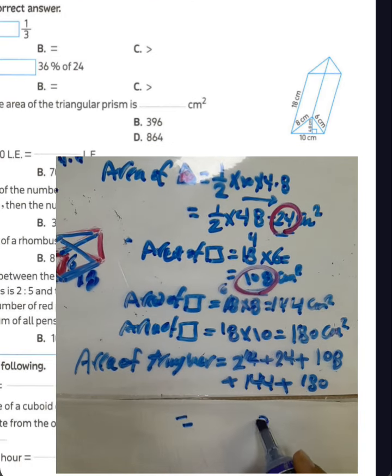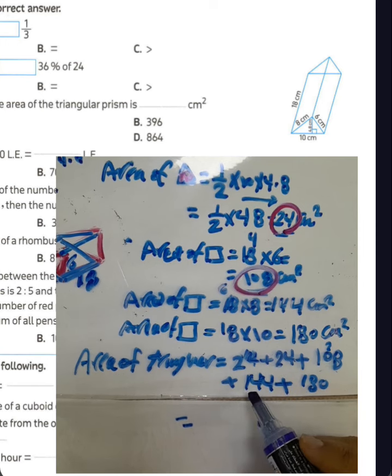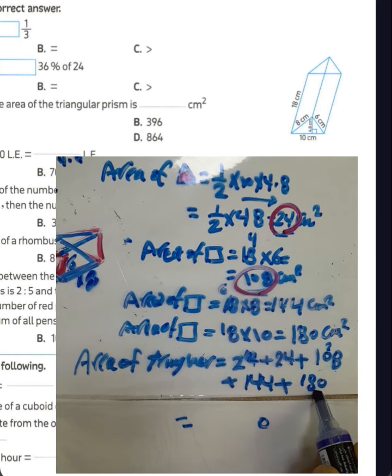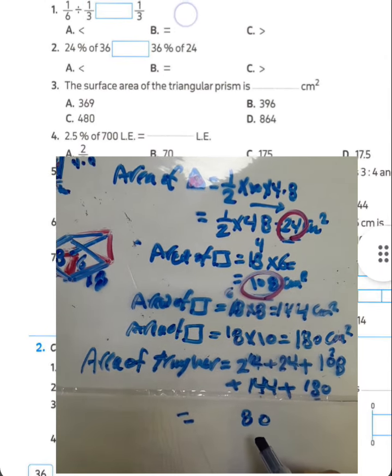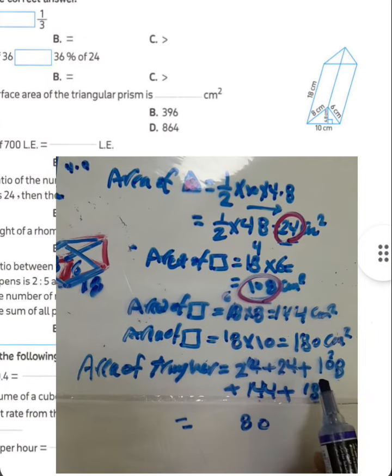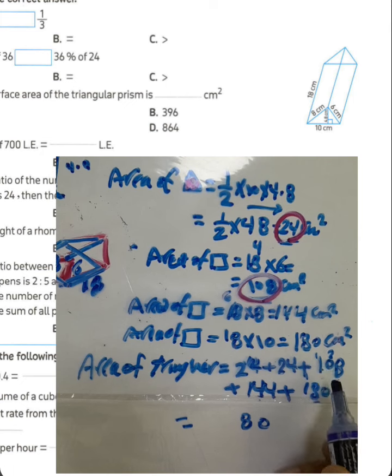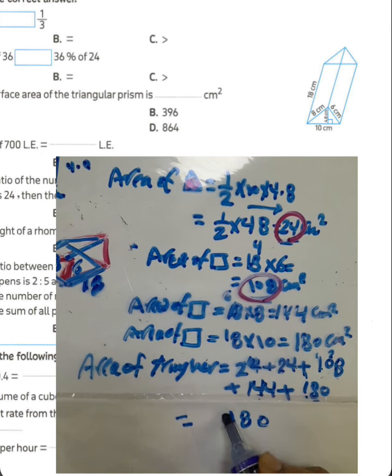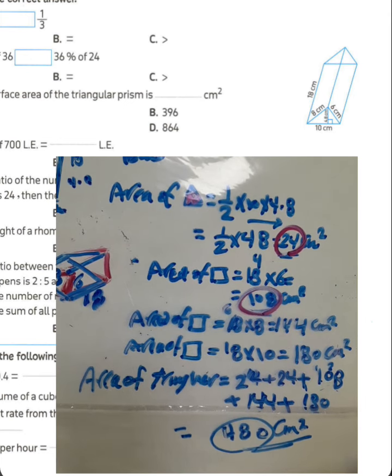0 and carry up 2. 2 plus 4, 2 plus 2 is 4, 4 plus 2 is 6, 6 plus 8 is 14, 14 plus 4 equals 18. 8 and carry up 1. 1 plus 1 is 2, 2 plus 1 is 3, 3 plus 1 equals 4. The result will be 480 square centimeter is the total area.